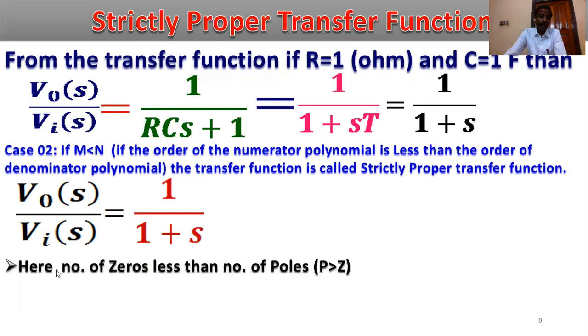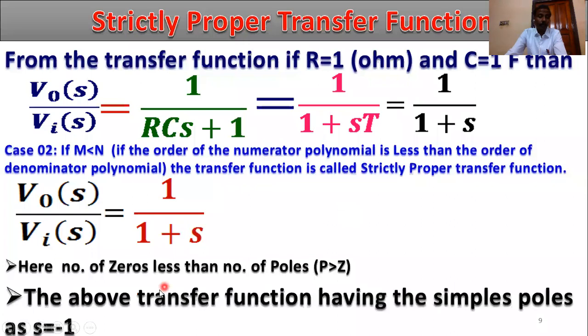What is the calculation? Here, the number of zeros is less than the number of poles. That means poles are greater than zeros. The number of poles equals 1, at s plus 1 equals 0, so s equals minus 1. This is the pole position. The number of poles equals 1, but the number of zeros equals 0. Then the above transfer function has a simple pole at s equals minus 1.